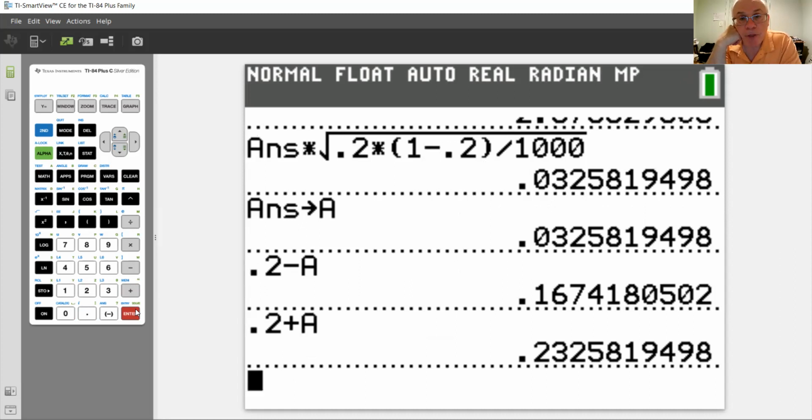So now we're going to say with 99% confidence that the true population proportion is between 0.167 and 0.233 if you rounded to 3 decimal places. All right.